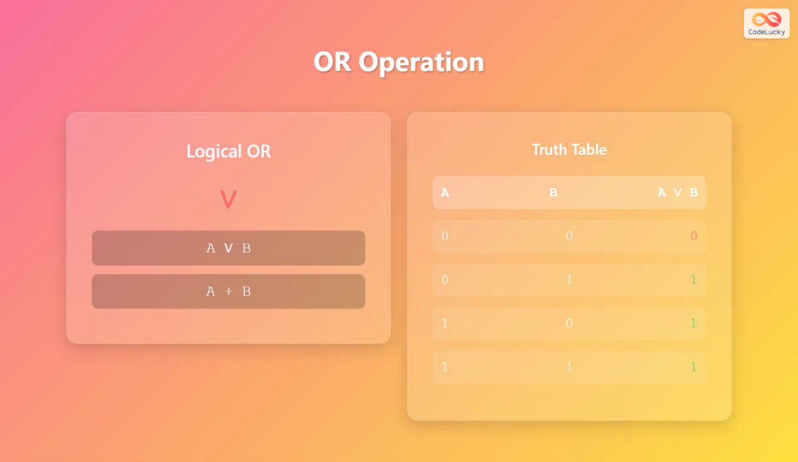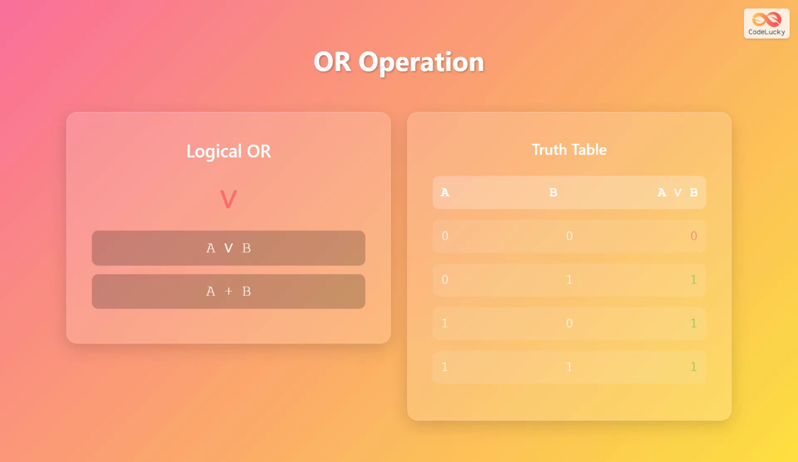Next, let's look at the OR operation. The OR operation, also known as logical OR, is another binary operation in Boolean algebra. The symbol used to represent the OR operation is ∨, or a plus sign. So A or B can be written as A ∨ B, or A + B.